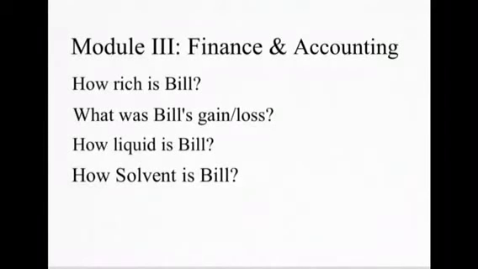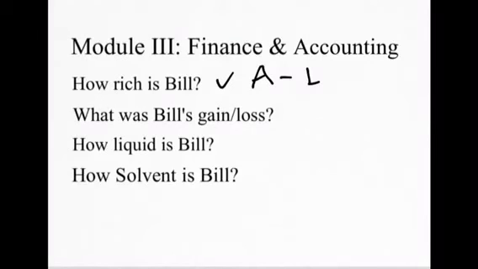Let's consider the computations for which you will be responsible on test number 2. From Module 3, you will be provided a set of financial data listed in random order for an individual. We can call him Bill. The first thing you will have to determine from this random list of financial data is how rich this guy is. The way you would do that, of course, is by adding up his assets and subtracting from that his liabilities in order to determine how rich he is.